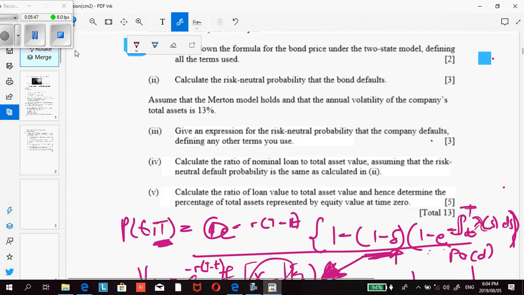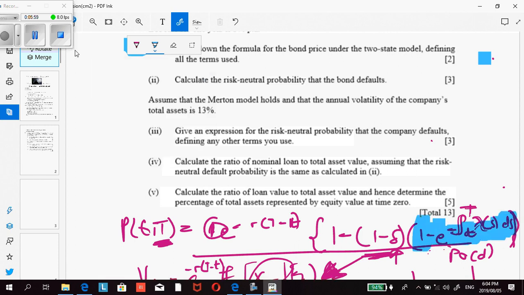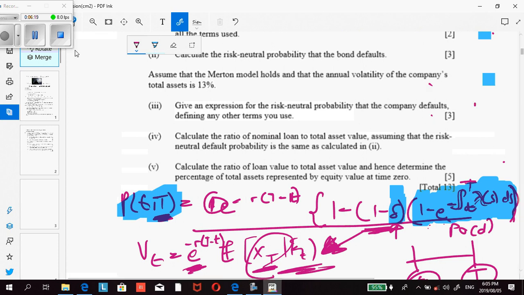Now, the second question here says, calculate the risk neutral probability that the bond will default. Well, I've just discussed it with you now. I told you that this is the formula for the probability that the bond will default. I'm given the price, I'm given the recovery rate, and I'm given that your capital letter T is 1 and your little t is 0 at time 0. So that means I can calculate this. Please note that your probability of default is not lambda, but lambda is your transition intensity from not default to default. Your 1 minus e to the power, this whole thing, is your probability of default.